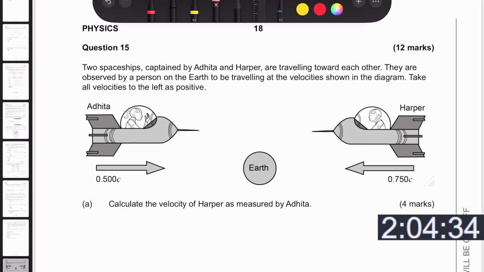Two spaceships containing Atar and Harper are traveling towards each other. They are observed by a person on Earth to be traveling at the velocity shown in the diagram. Take all velocities to the left as positive. Calculate the velocity of Harper as measured by Atar.